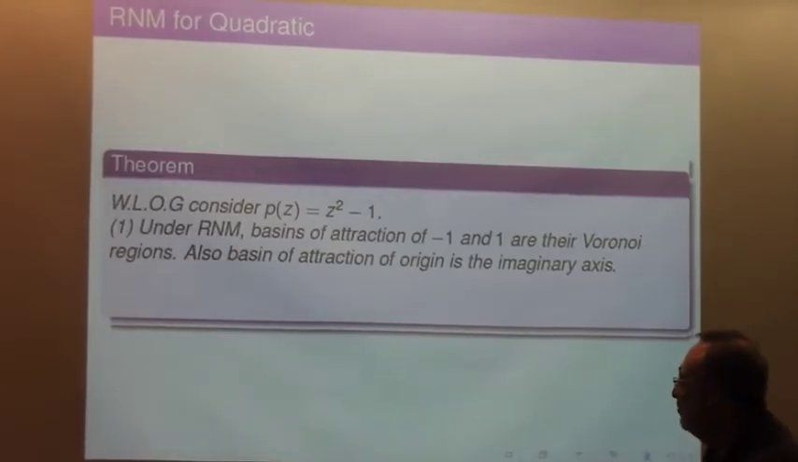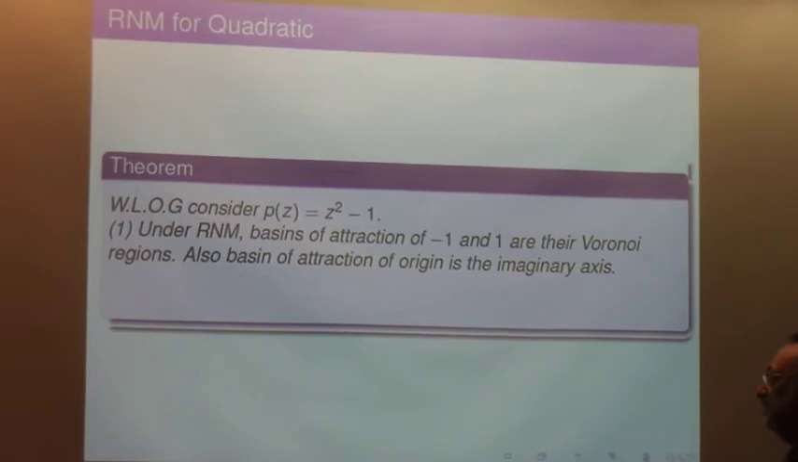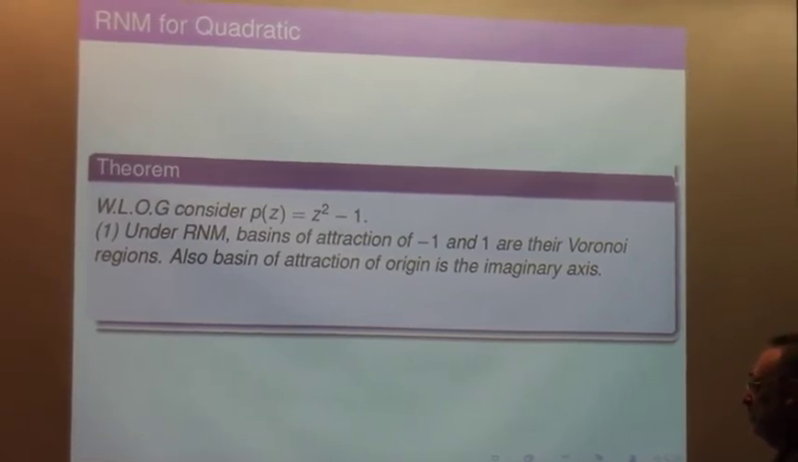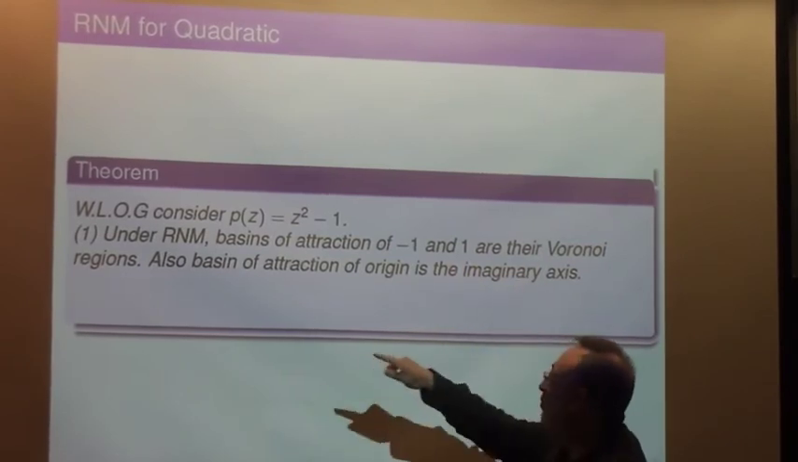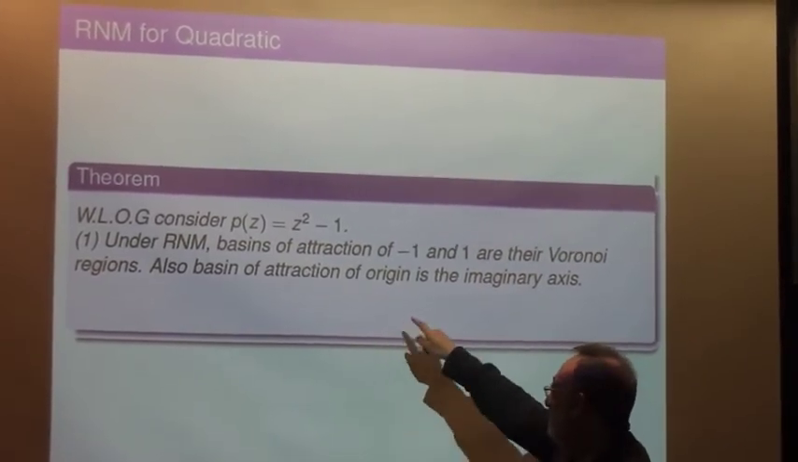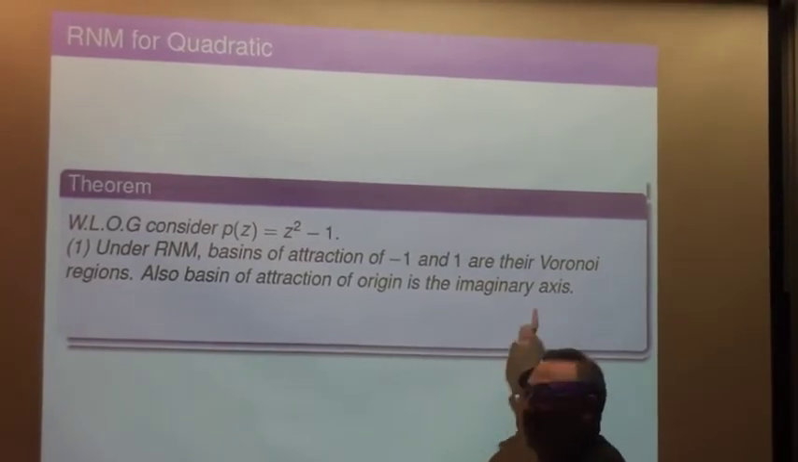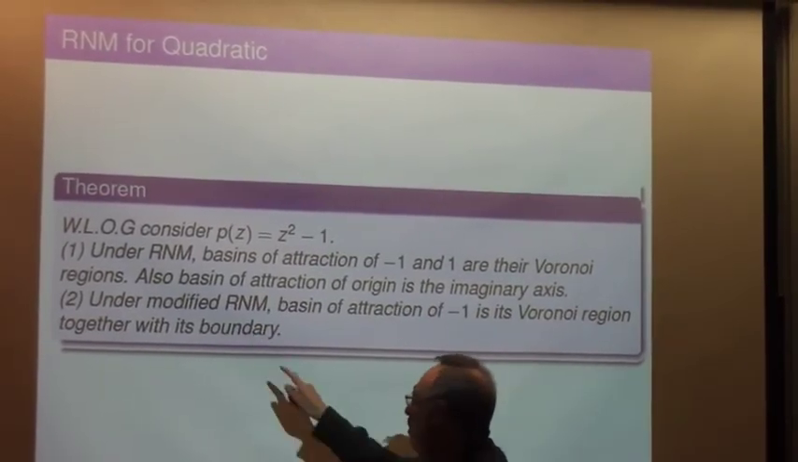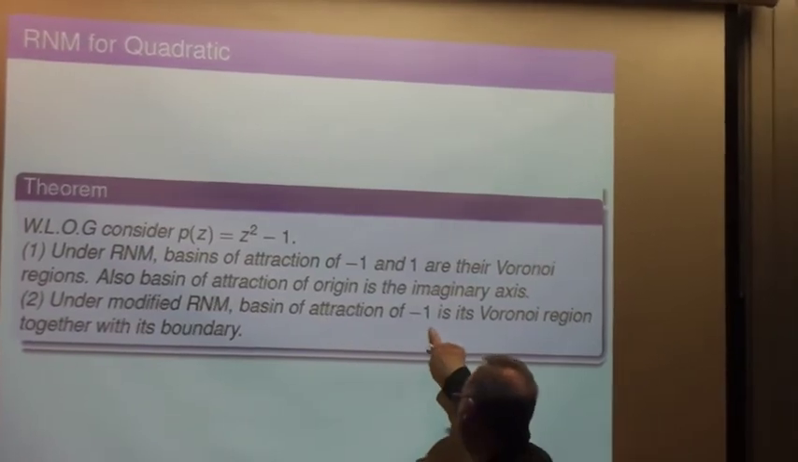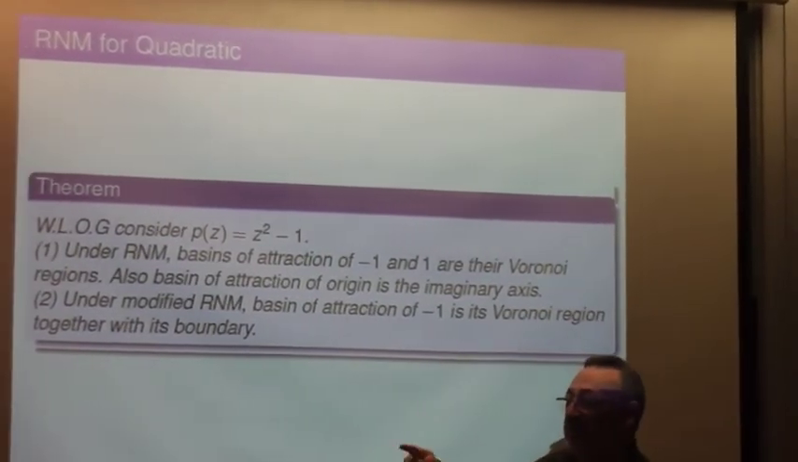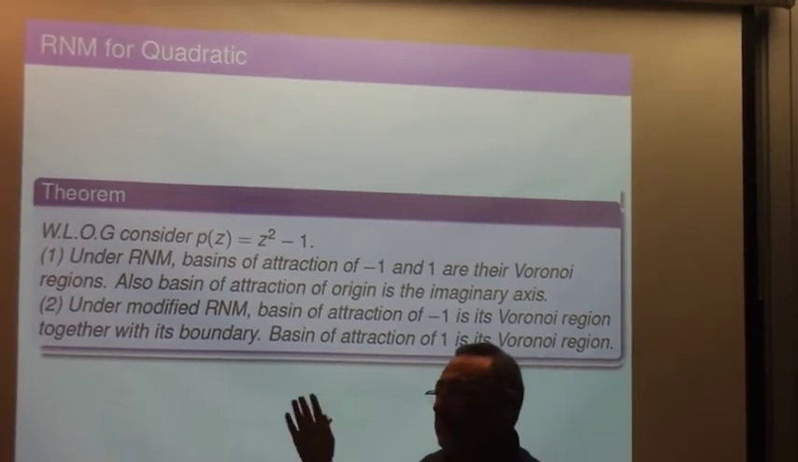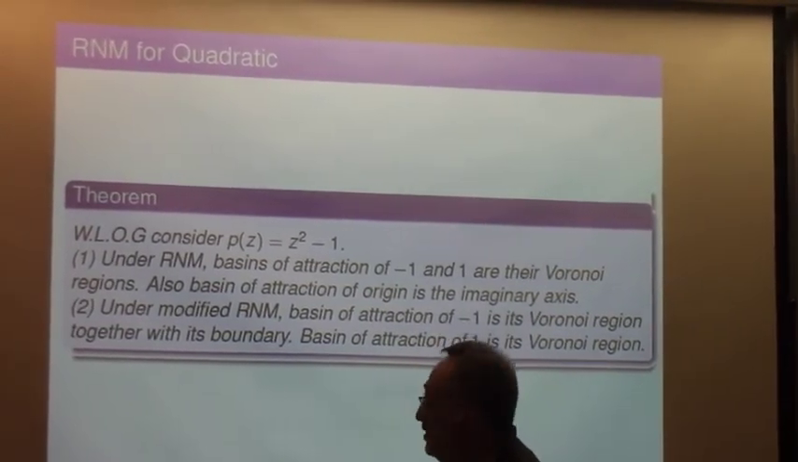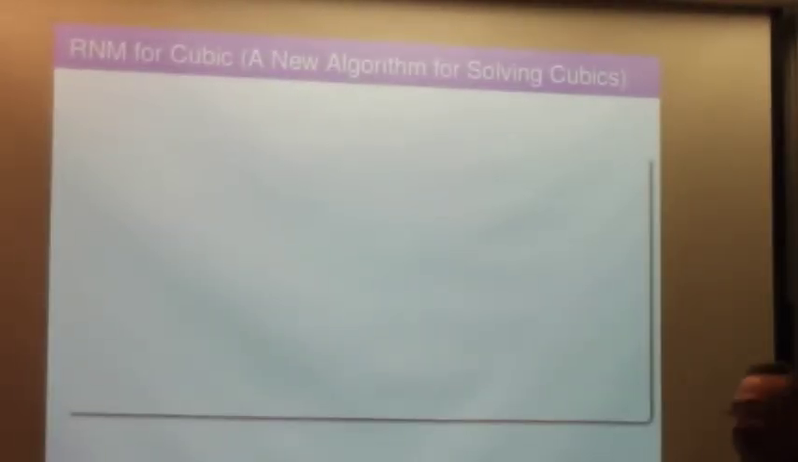So for quadratics, one can prove that without loss of generality the quadratic can be taken to be Z squared minus 1. Under RNN, the basins of attraction of minus 1 and 1 are the Voronoi regions. Also, the basin of attraction of the origin is the imaginary axis. Under modified RNN, the basin of attraction of minus 1 is the Voronoi region and its boundary. So we essentially force the boundary to converge to one of the roots. Okay. And now a cubic polynomial.